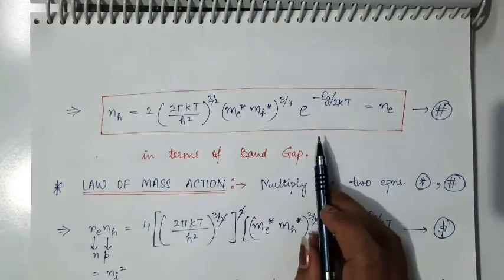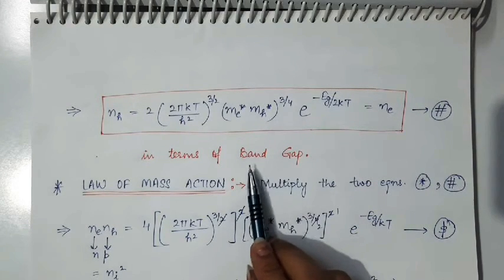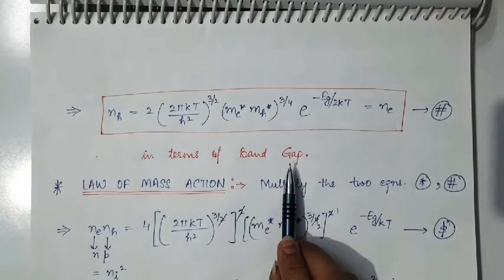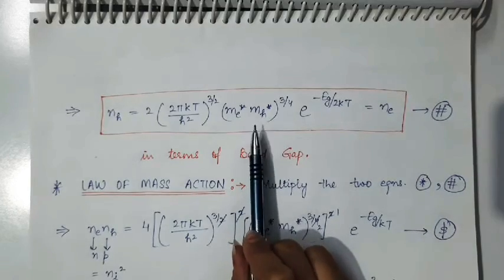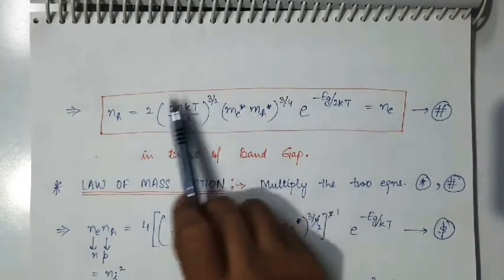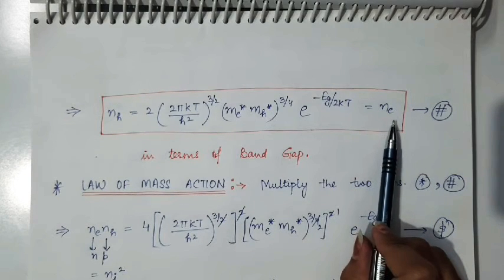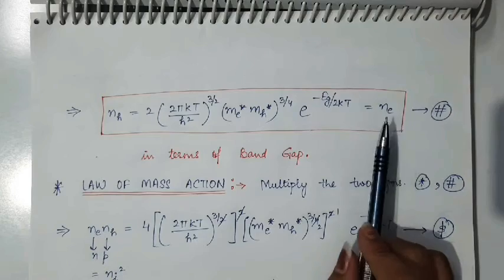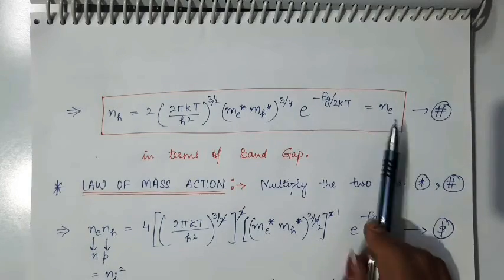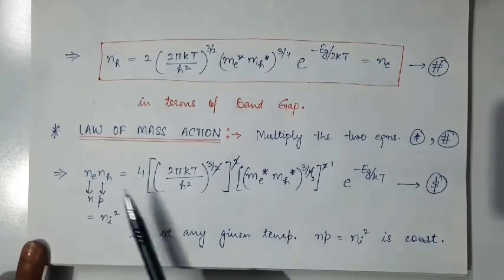So this is the expression of number density of holes in the valence band of the intrinsic semiconductor in terms of band gap. So next comes the law of mass action. From this you can clearly see that this expression for NH is exactly the same as that of the expression of Ne. So Ne is equal to NH in case of intrinsic semiconductor. So multiply these two expressions of Ne and NH, we will get the product of Ne and NH. It is equal to this.